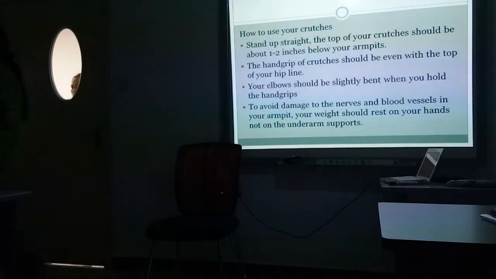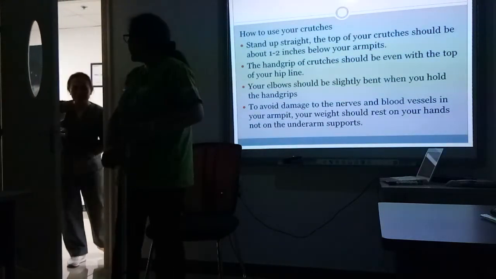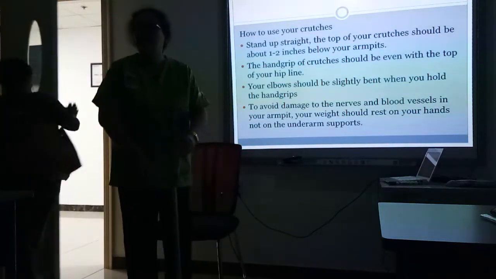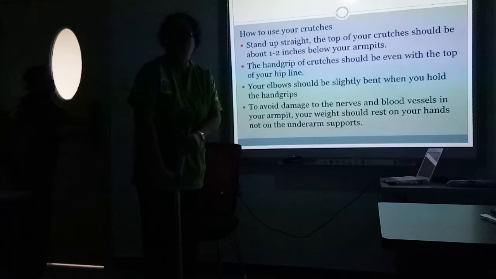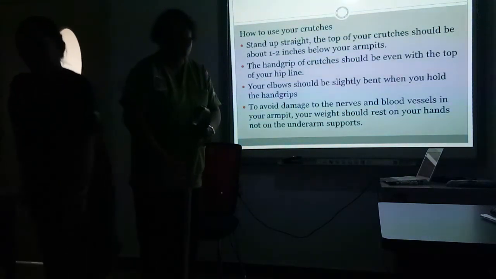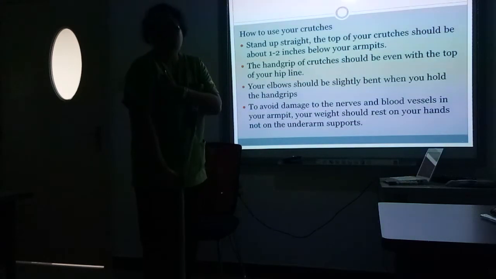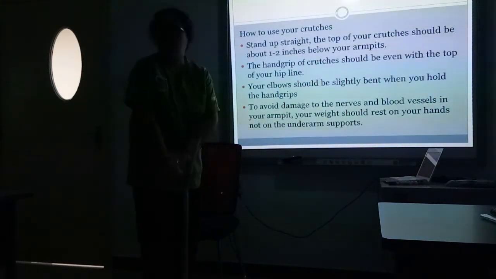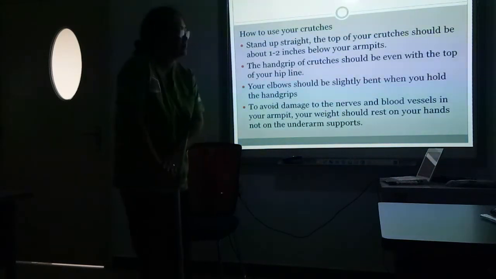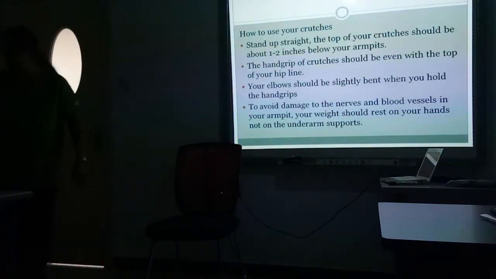So, you have to instruct your patient, your client, na ang weight lagi dito, hindi dito. Okay? Sasaktan siya at hindi magandang paglakad. So, lahat ng weight dito sa hand grip.